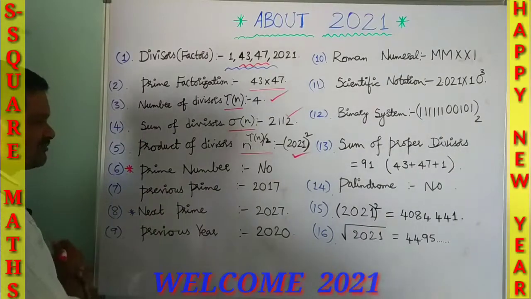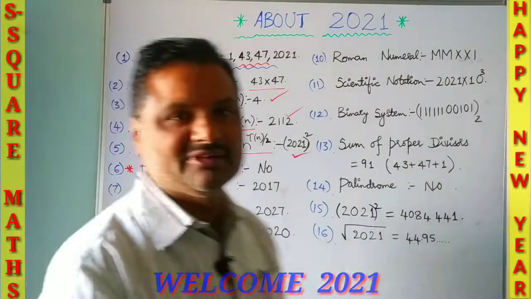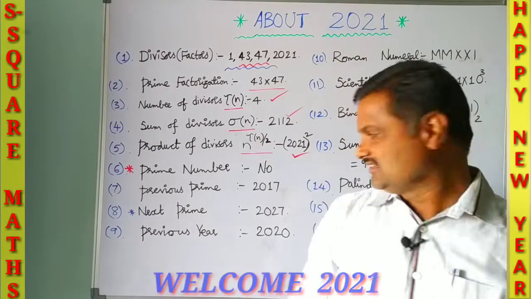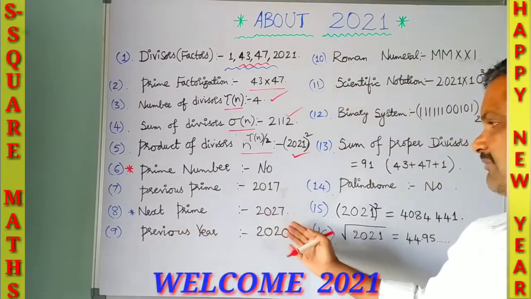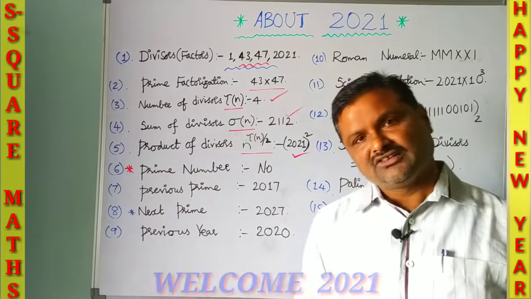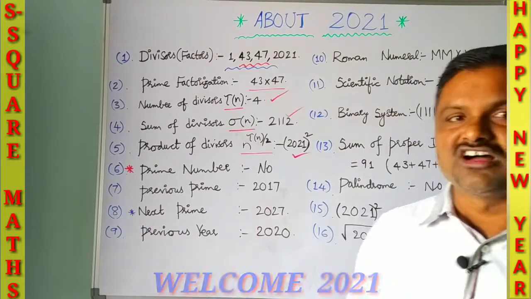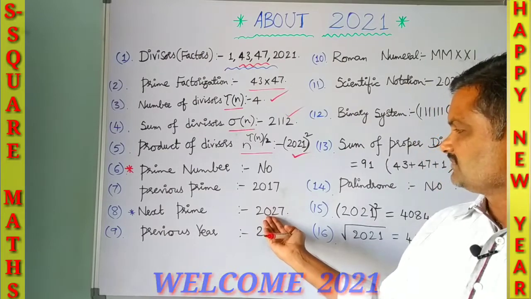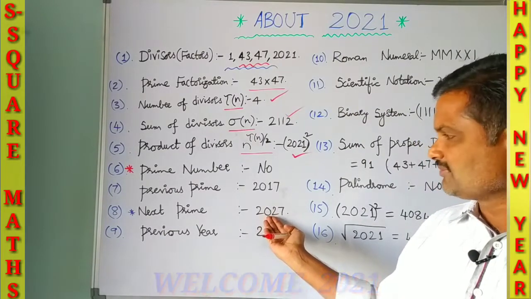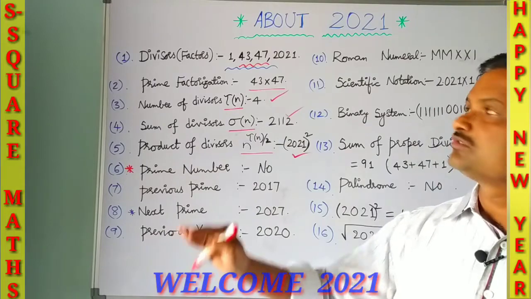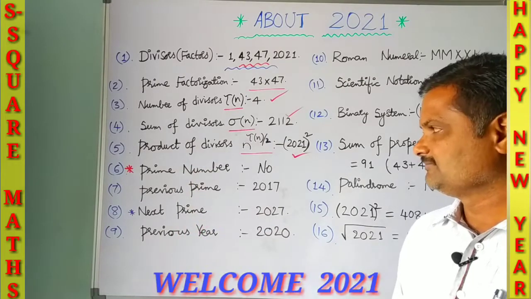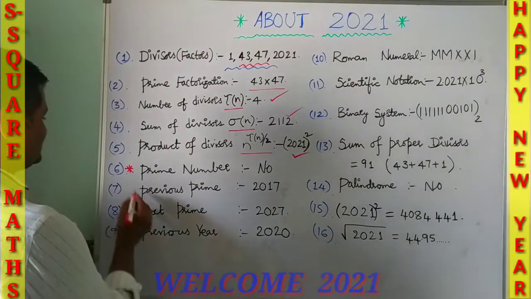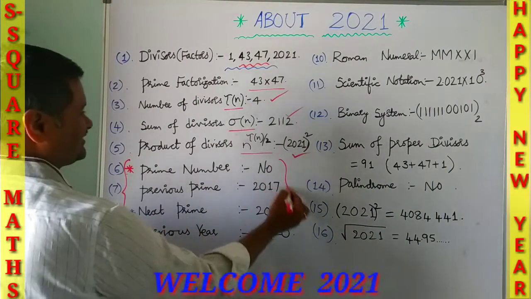Next, the previous prime for 2021, nothing but the previous prime number year is 2017. The next prime number is 2027, which falls after 2021. So it looks like a composite number, but it is a prime. Next, the previous year for 2021, obviously 2020. So like this, you can go for the various prime deductions.